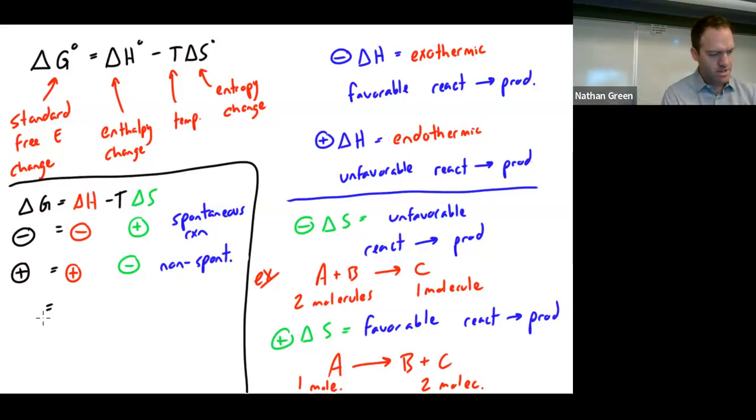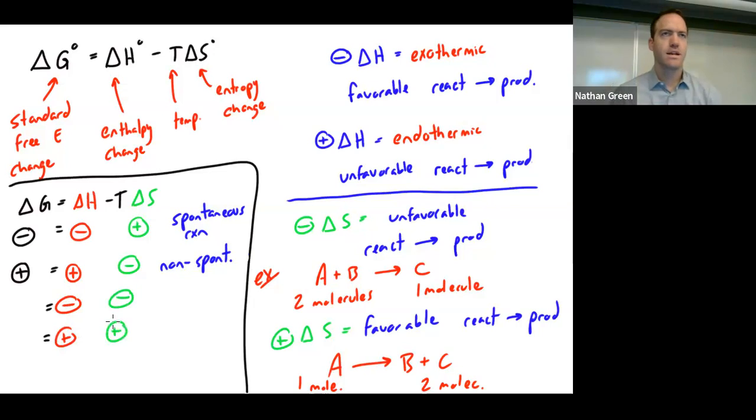What about if delta H is negative and delta S is negative? Or delta H is positive and delta S is positive. What's the sign of delta G in both of those cases? Sometimes. It depends on what? Temperature. So in this case, both of these reactions are temperature dependent.